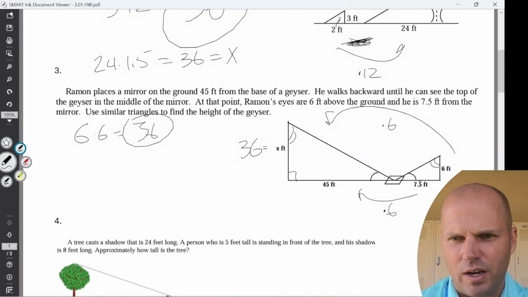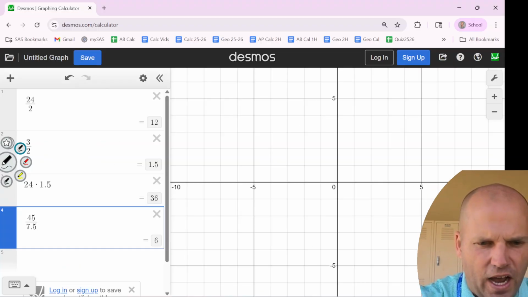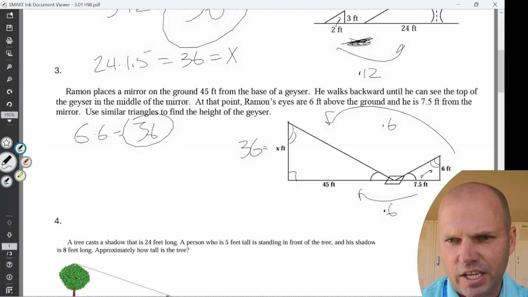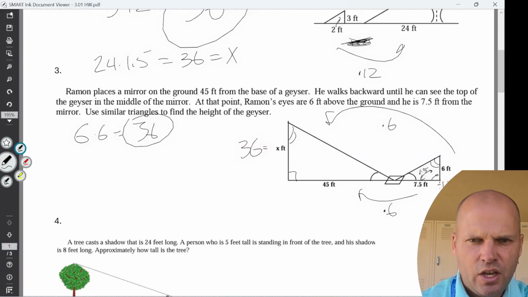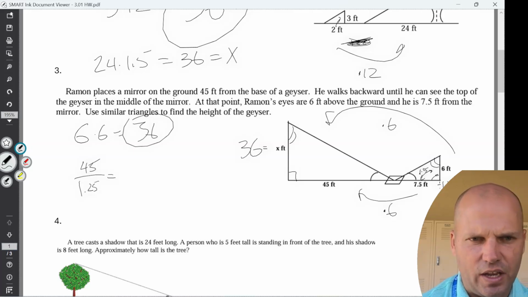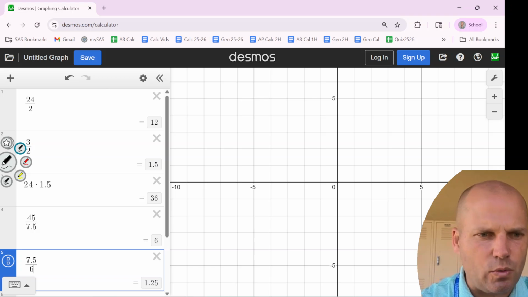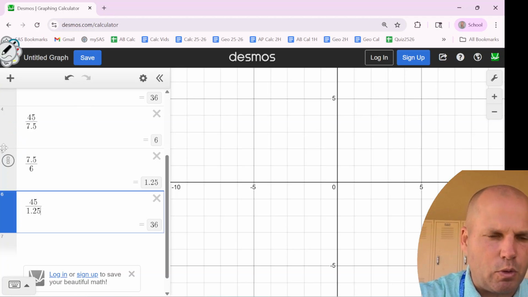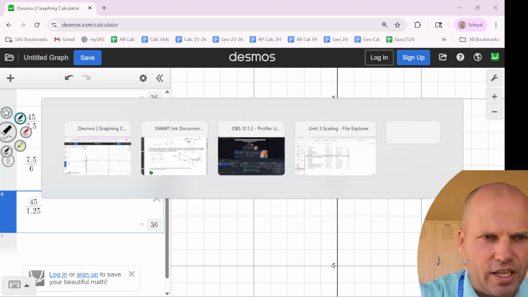What's another way to get my answer? Well, 6 to 7.5, you can do 7.5 to 6, and you get 1.25. So that means 6 times 1.25 is 7.5, or 7.5 divided by 1.25 is 6. I could also take 45 and divide it by 1.25, and I'd also get 36. So it's making sure we see there are multiple ways. I want us to be able to get answers different ways using different numbers, different proportionalities, and know that we would get the same answer.